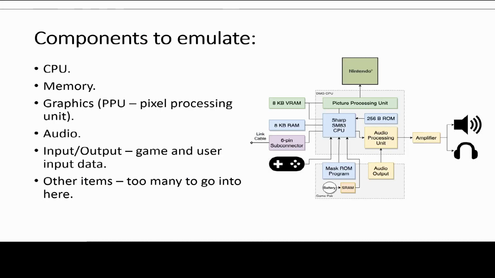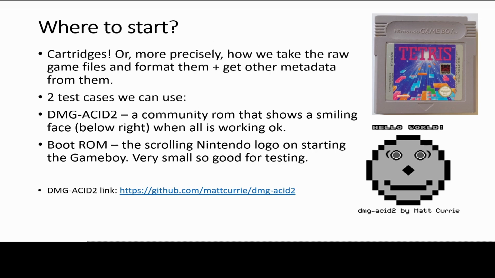The input and output, so how you get user input, how they know you've pressed the jump button, for example, and there's a lot of other items. You get an idea, I think, there on the side of how much there is to actually recreate. This is a high-level architecture view. So where do we start? Well, we start with cartridges, or more precisely, how we actually get the game data and structure it in some sort of way.